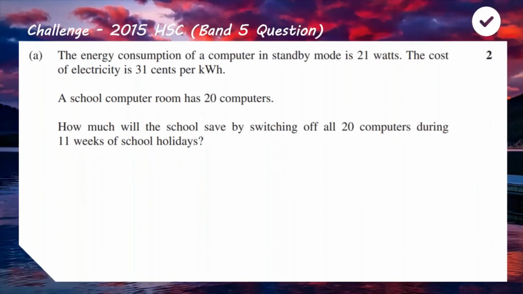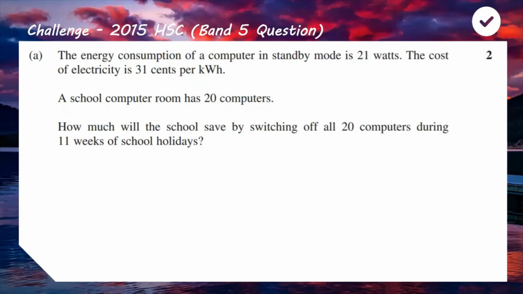This one is from the 2015 HSC paper. It's labeled as a Band 5 question. Now, in the HSC, a Band 5 means a mark from 80 to 89. So what they're saying is that students who are getting marks in the 80s were typically able to do a question like this. So it's a very hard question relative to most of the paper.